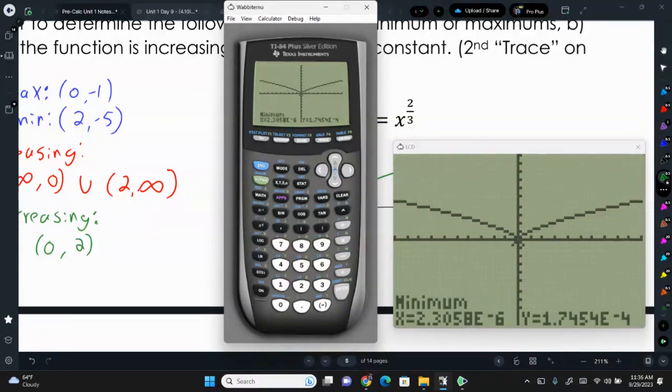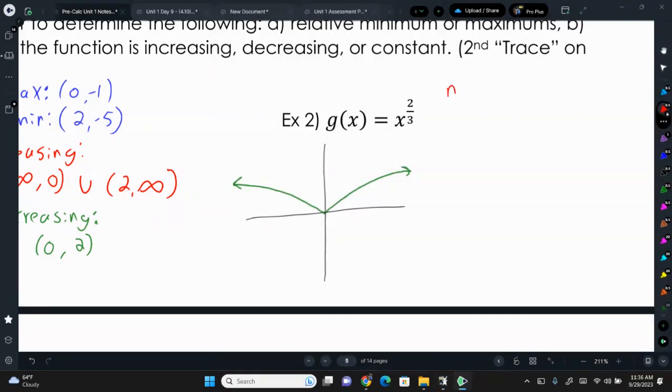So minimum, yeah, this is scientific notation. And if you were to actually write out those numbers, it'd be really close to 0. So our minimum value would be 0, 0. We don't have a maximum. We don't have like a crest or a top. The function just keeps going.